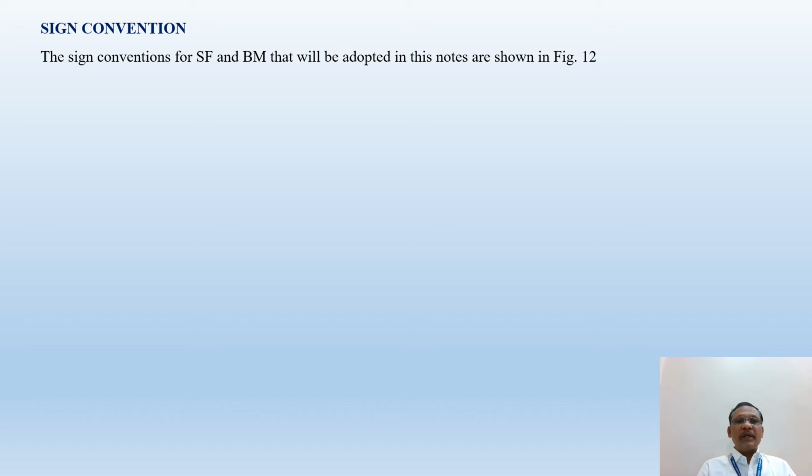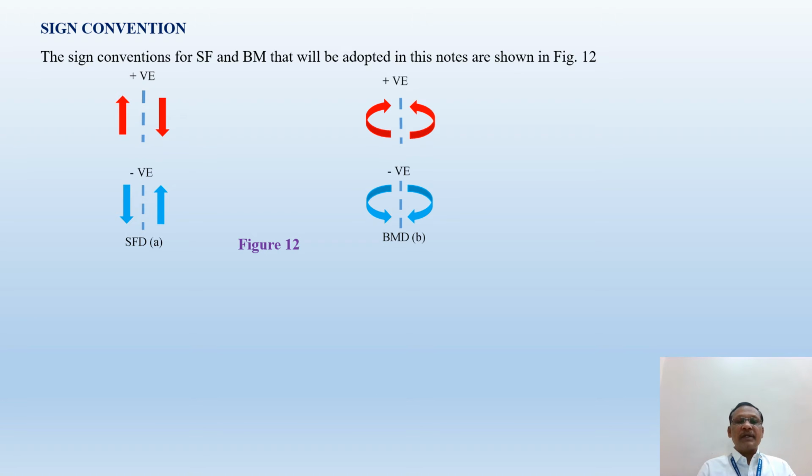Sign conventions for the SF and BM that we're going to discuss. If you have taken a section, first of all, this first part indicates the sign convention for the shear force. If a section is taken and you are coming from the right hand side, downward is taken as positive, and if you are coming from right to left, upward is taken as positive, and vice versa.